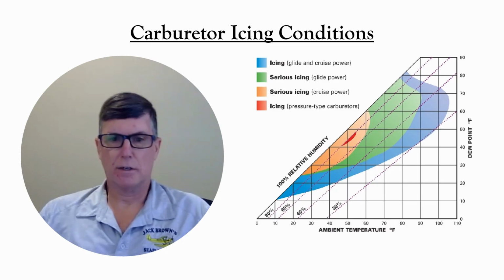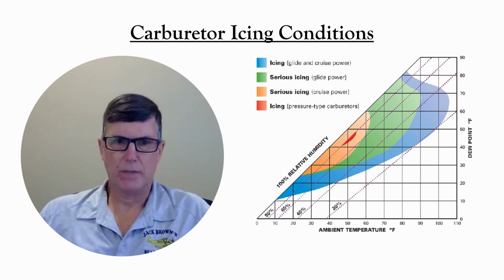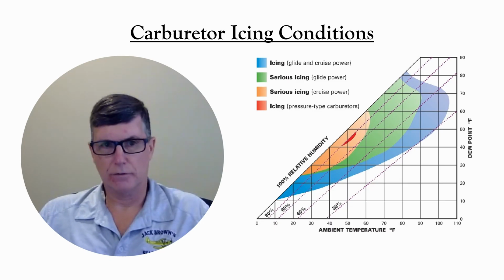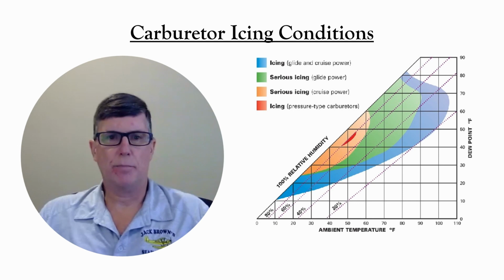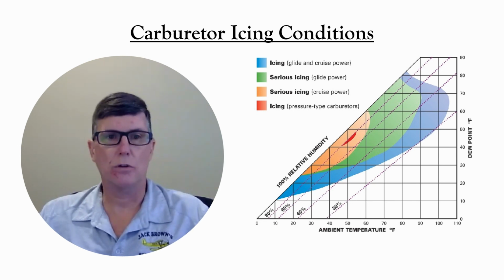It's much more likely to get carburetor ice if the relative humidity is higher than 60%. And your throttle setting makes a difference. It's a lot more likely to happen when the throttle is closed or nearly closed, or when you're operating at low power settings.